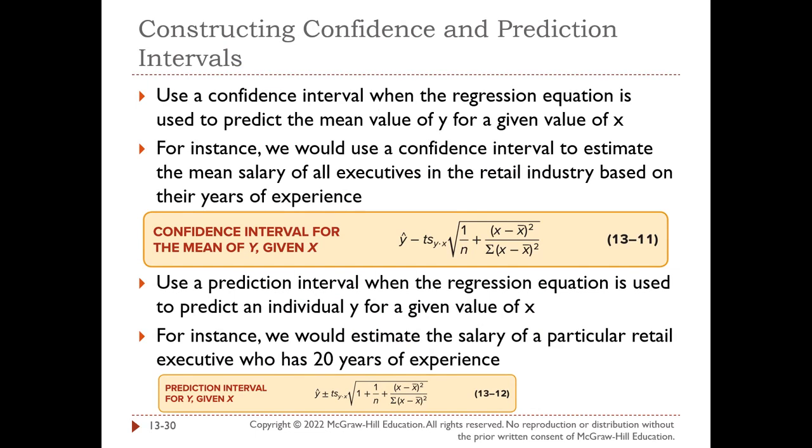Love their examples. So the confidence interval for the mean of y given x is y hat minus t times our standard error, so our s, times the square root of 1 divided by n plus x minus x bar squared divided by the sum of x minus x bar squared. That sounds like loads of fun already to add on more formulas from this chapter.